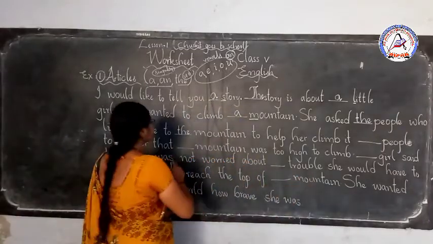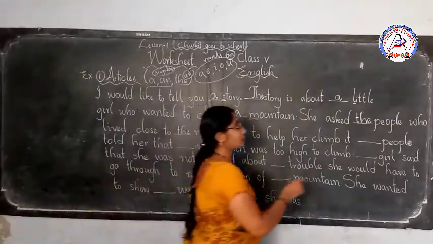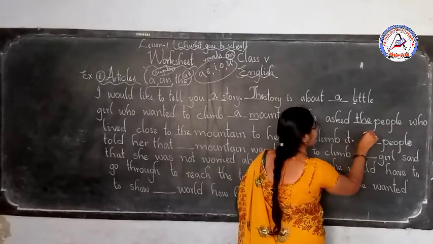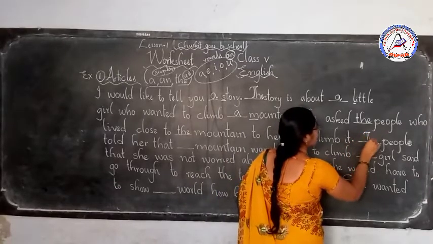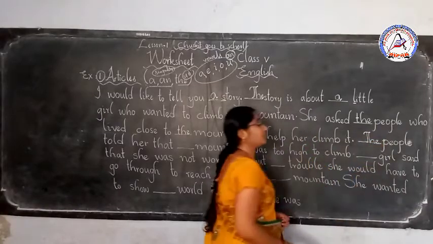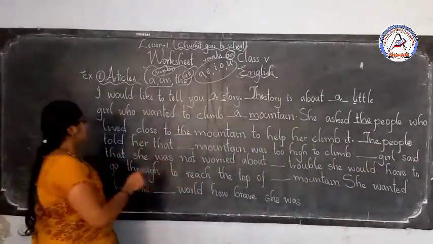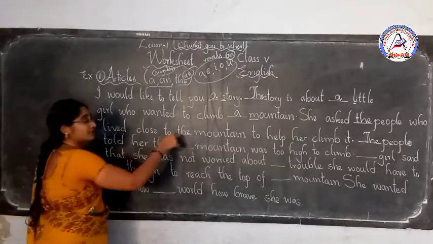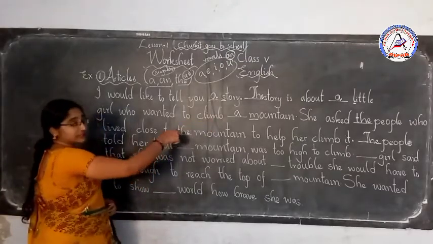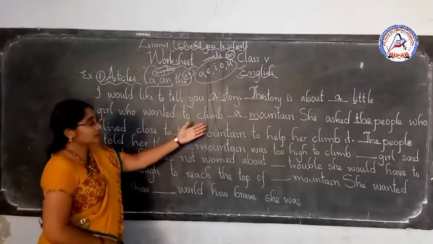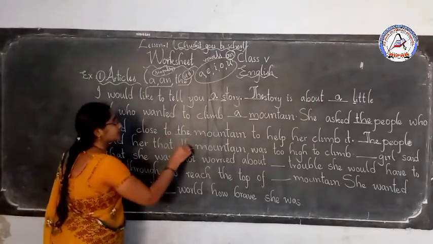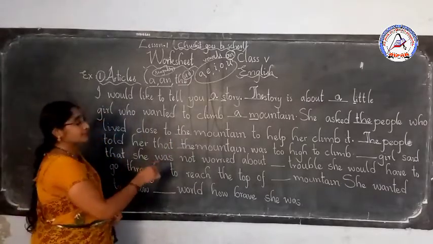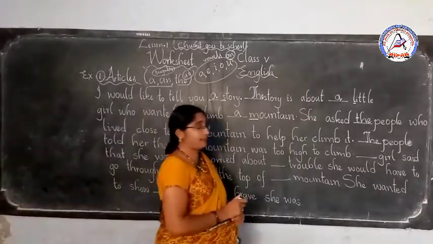Dash people told her that. Which people? The people here. The. And also after a full stop, whatever you write, you have to begin with a capital letter. So the, you should write in capital form. The people. People are plural. The people told her that dash mountain. Which mountain? Already which you have learned. Already which you know, the mountain. That's why you have to write here the. Once again you write the. The people told her that the mountain was too high to climb.